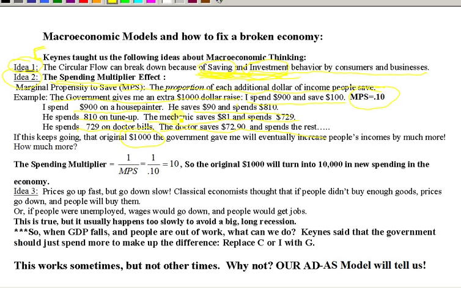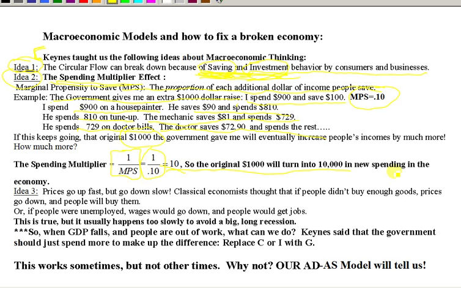Well, a simplified formula is to say 1 divided by the marginal propensity to save, or 1 over that 10%, equals 10. So if we add up the 1,000 plus the 900 plus the 810 plus the 729 plus, and we keep going to infinity, the limit of all these different exchanges is going to be 10 times 1,000, or $10,000. So that's an idea of a multiplier we need to think about.